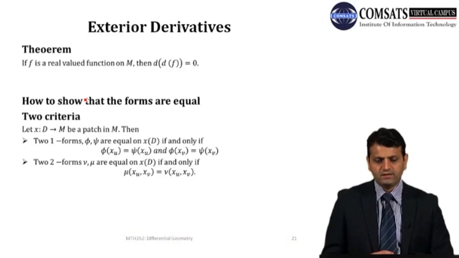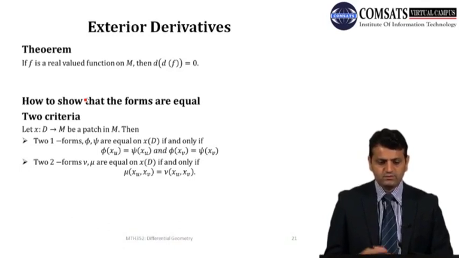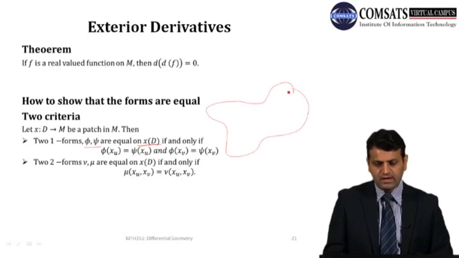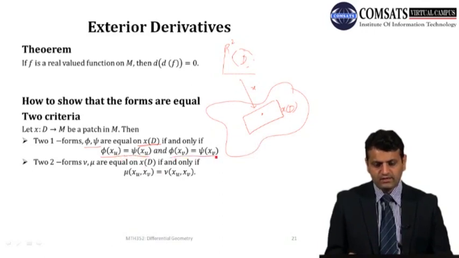So how to show that the forms are equal? If we have two 1-forms phi and psi, then they are equal on this x of D. What is x of D? This is just a patch on the surface, and basically it is the image coming from some open set of R2. So if they are equal for xu and xv, then they are equal on this patch. If this happens for each and every patch, then they are equal.